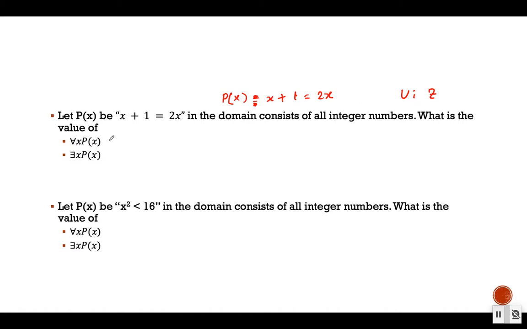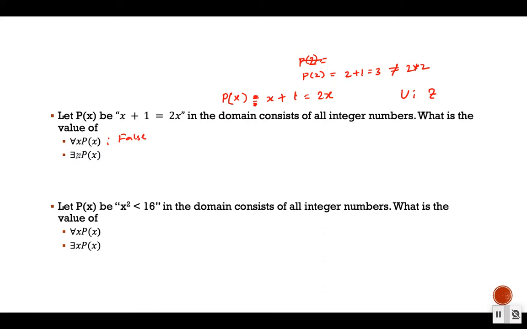So what is the value of the first one? Let's find out. If you find one value for which this predicate is false, that means your statement with the universal quantifier is false. So let's find out P(2). 2 plus 1 is 3. 3 is not the same as 2 times 2. So this is false.